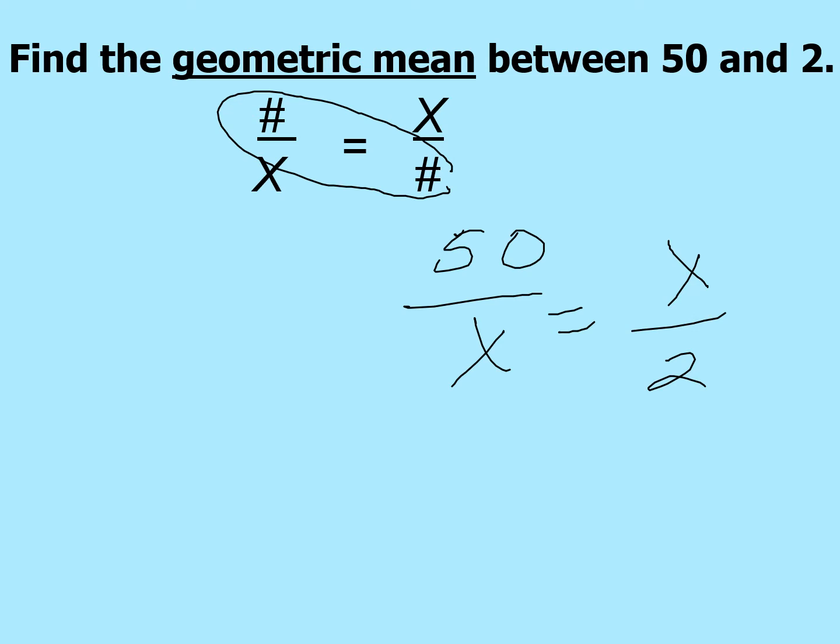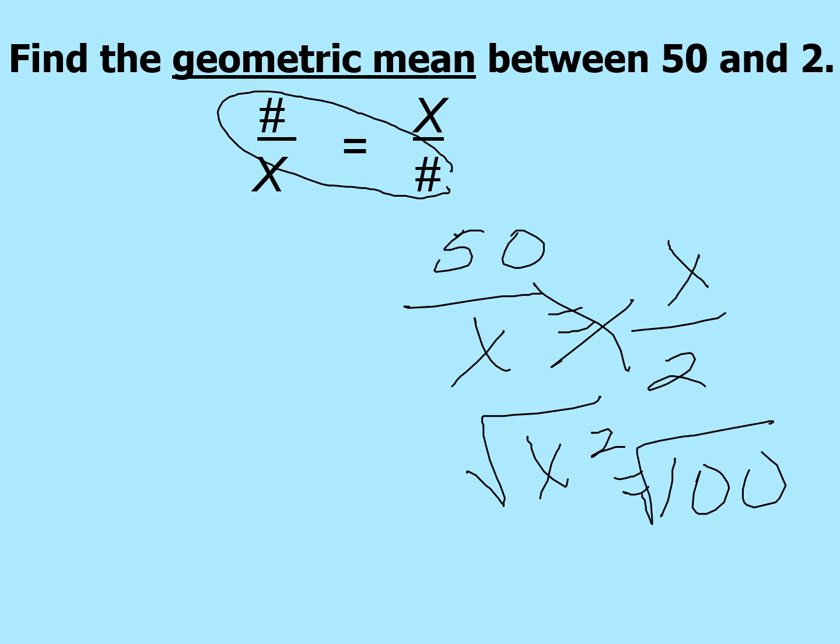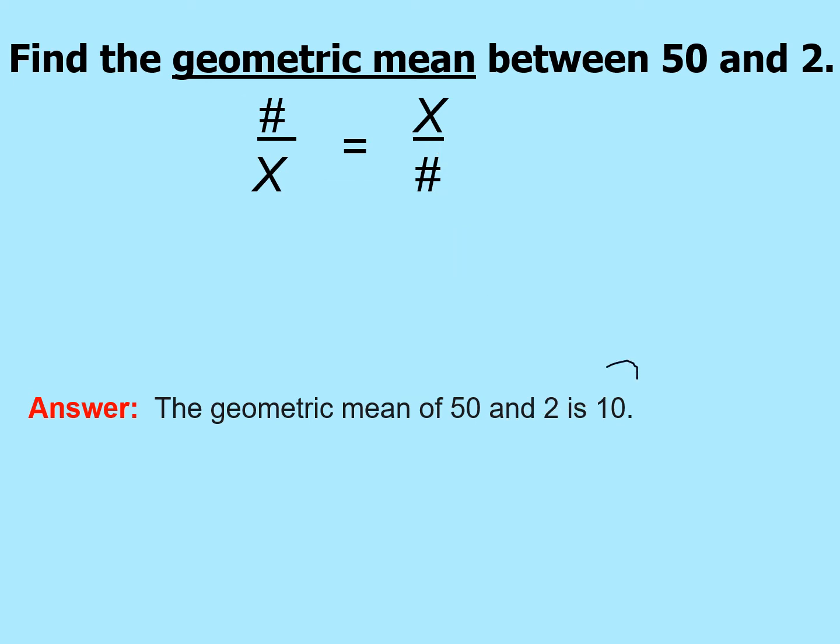So when you cross multiply, you end up with x squared equals 100, right? And so finish it out. What do we do to get rid of square? Square root it, and you get 10. Okay? So 10 is our first score.